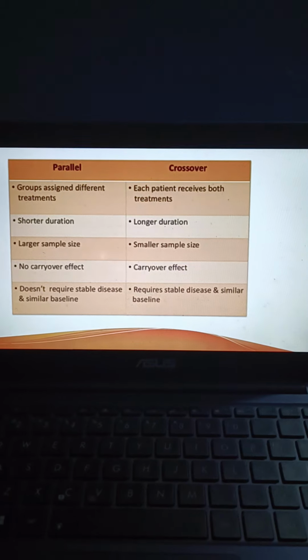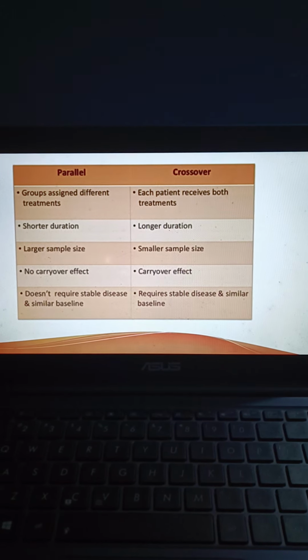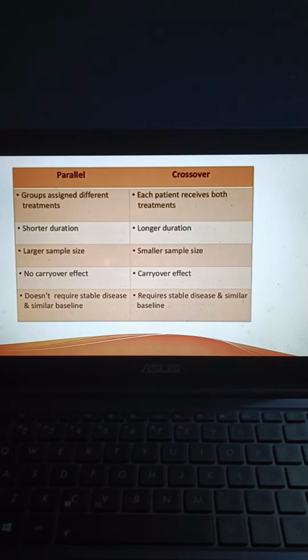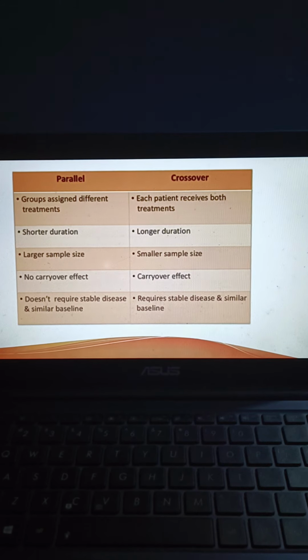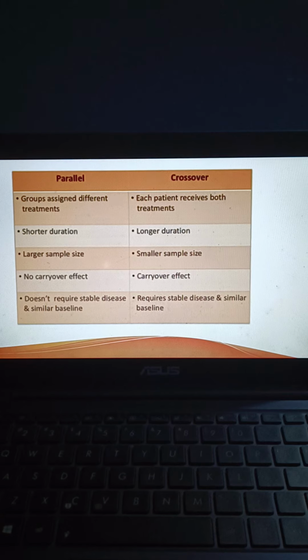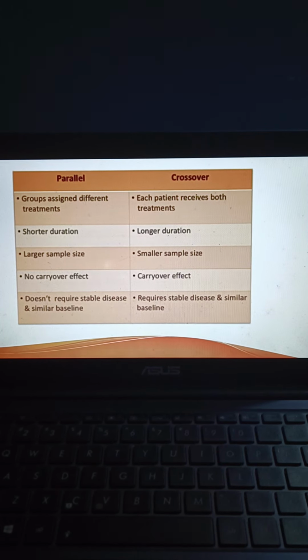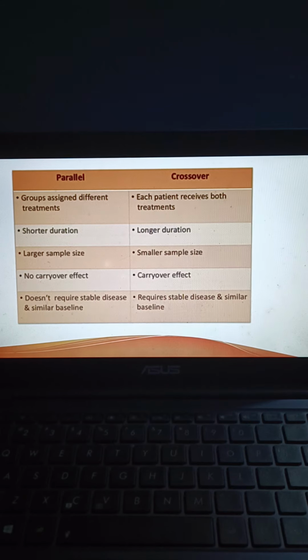Then this is the difference between parallel group and crossover study. In parallel study, groups assign different treatments, shorter duration, larger sample size, no carryover effect, does not require stable disease and similar baseline. But in crossover study, each patient receives both treatments, longer duration, smaller sample size, carryover effect, and requires stable disease and similar baseline.